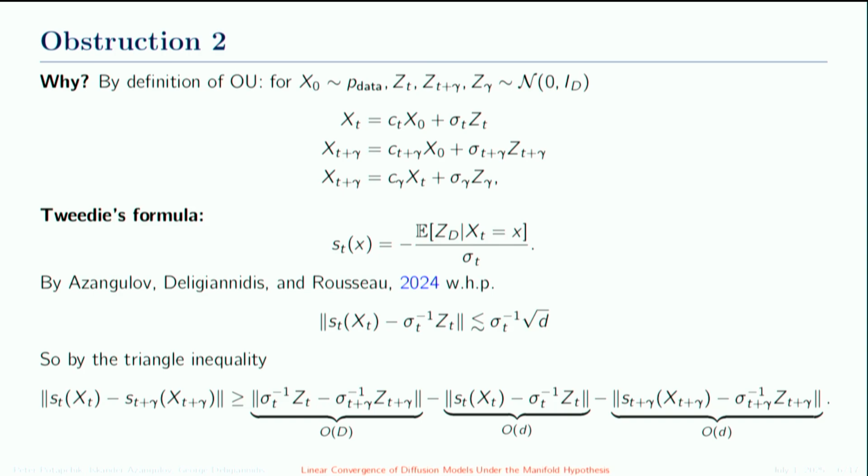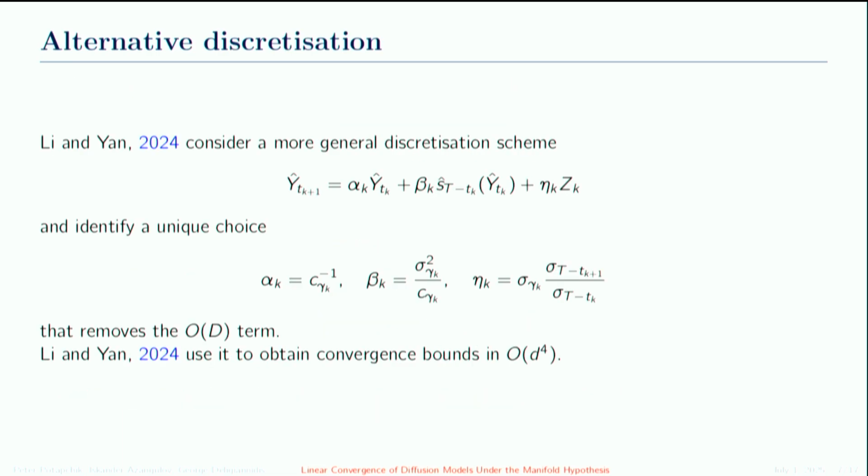Okay, now in a recent paper with Iskander and Judith Rousseau, we've shown that actually the score function is fairly close to a rescaled version of the noise you've added, and the distance scales like the square root of the intrinsic dimension. So then you can just use a triangle inequality if you want to study this difference term. You get a sum of 3 terms, one of which scales like capital D, the others scale like little d, so it becomes clear why you pay this price.